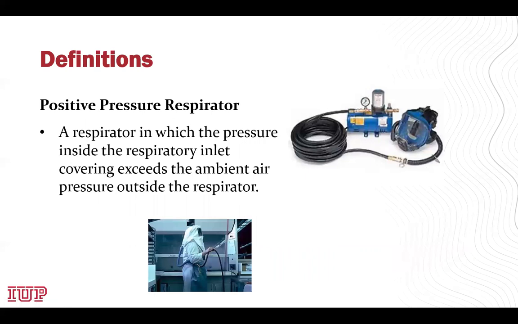Positive pressure respirator. It's a respirator in which the pressure inside the respiratory inlet covering exceeds the ambient air pressure outside the respirator. So you can see it usually has either plant air, or you can have a compressor, runs through filters, runs through a hose to the face piece, or in this case down here, looks like he might be doing some blasting. Maybe not, but he has an air hood on the respirator.